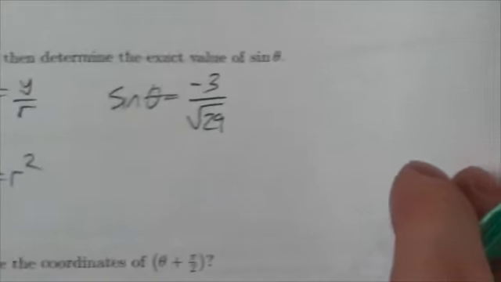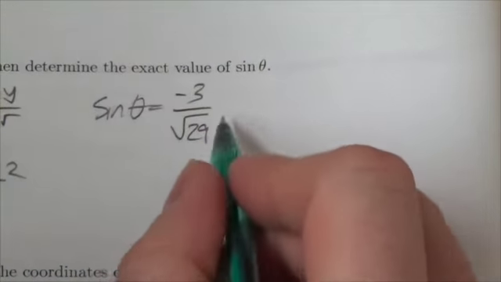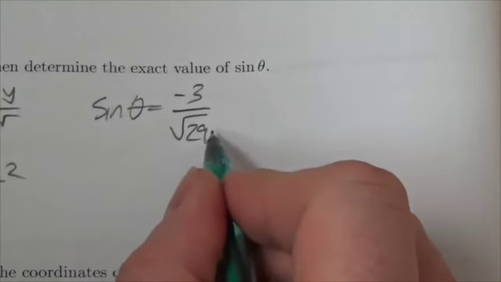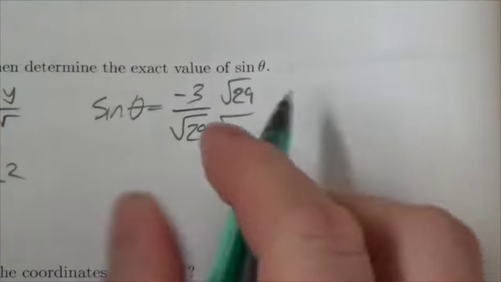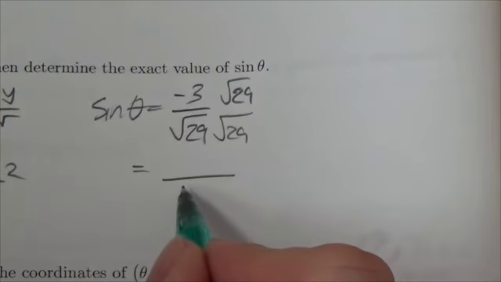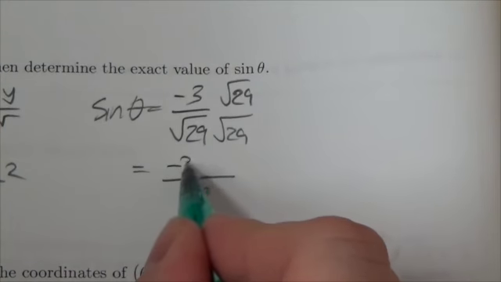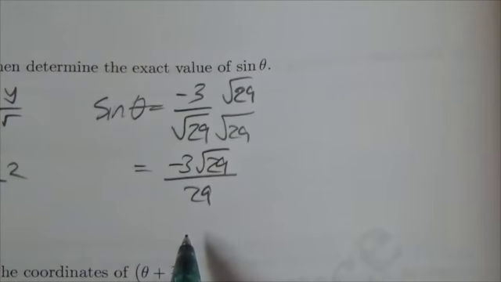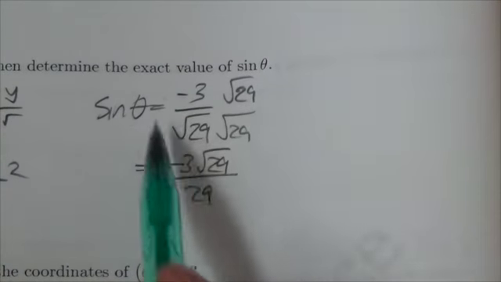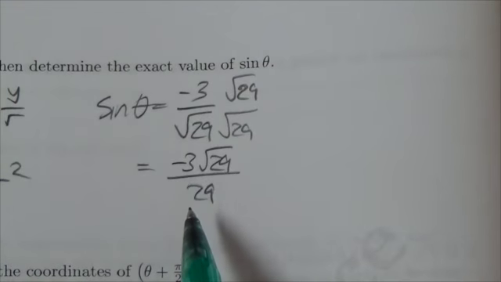Now it may be the case that that is as far as you need to go. However, you may be required to rationalize this, and that would involve multiplying numerator and denominator by the square root of 29, so that my denominator becomes root 29 squared, which is just 29, and then the numerator stays as negative 3 root 29. And so it could be either one of those two answers there, either negative 3 over root 29 or negative 3 root 29 over 29.